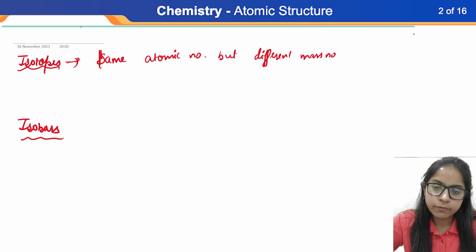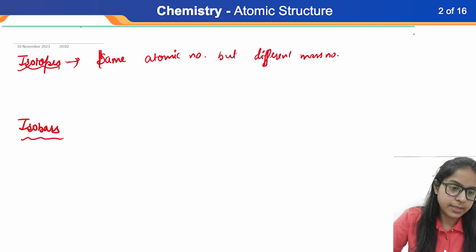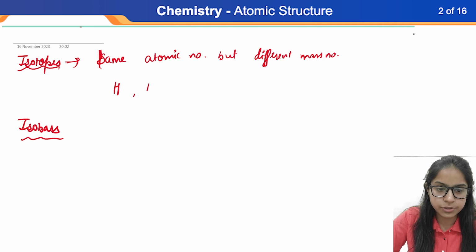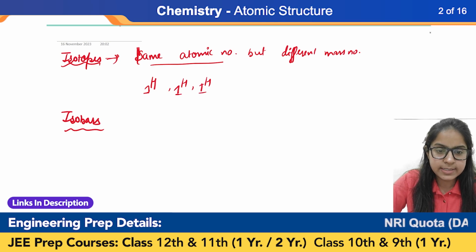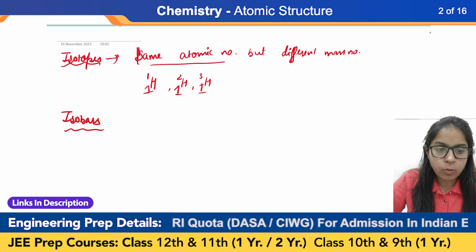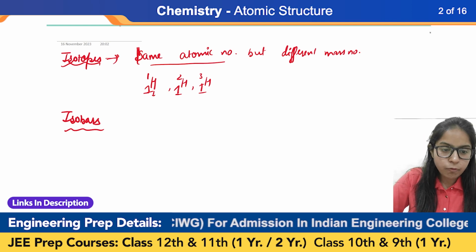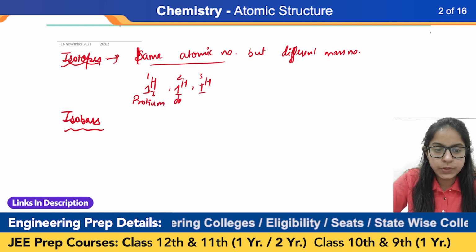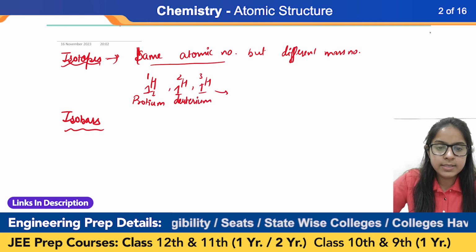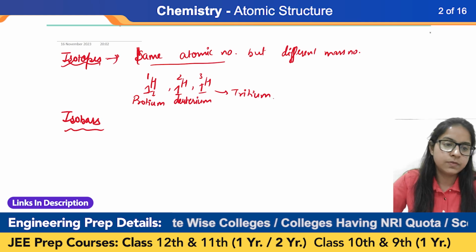Now you know where the atomic number is present and where the mass number is present. Suppose I am taking three isotopes of hydrogen. In the subscript I have put 1, meaning the atomic number for all three isotopes is the same, and the different mass numbers are 1, 2 and 3. The mass number is different for all three isotopes. This one is protium, this is deuterium, and this one is tritium.